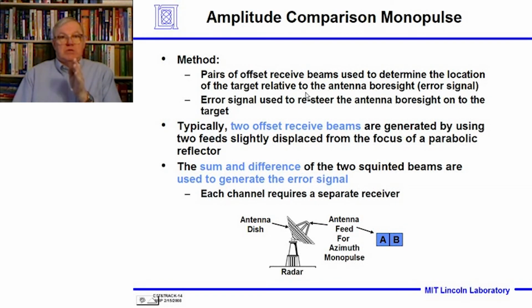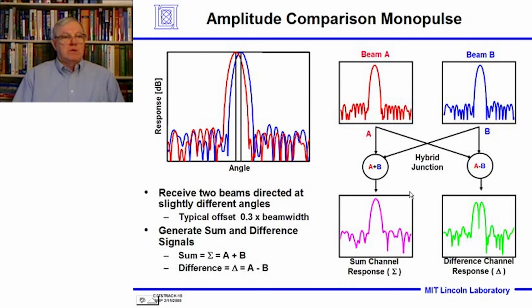Now, the pairs of offset receive beams are used to determine the location of the target relative to the boresight, the geometric center of where the antenna is pointing. And we do that by calculating from the sum and the difference channel an error signal. And that error signal is used to re-steer the antenna so that we're exactly pointing the antenna on target. Typically, 2 offset receive beams are generated, and with those, as I said earlier, we generate a sum and a difference, and we use, again, separate receivers for each of these.